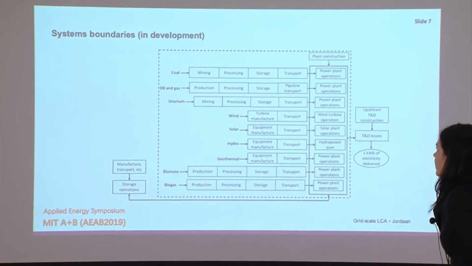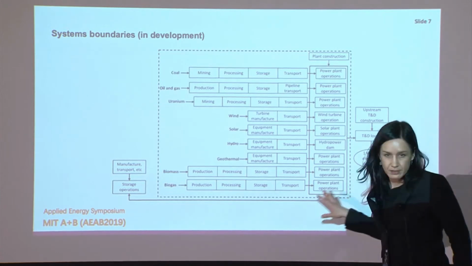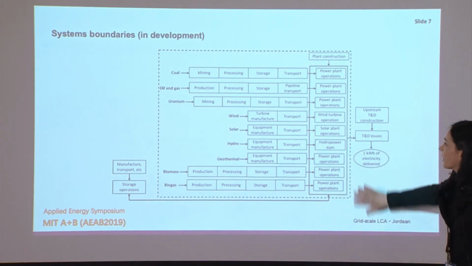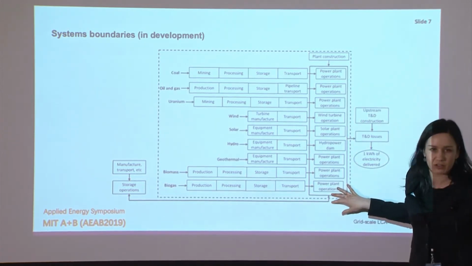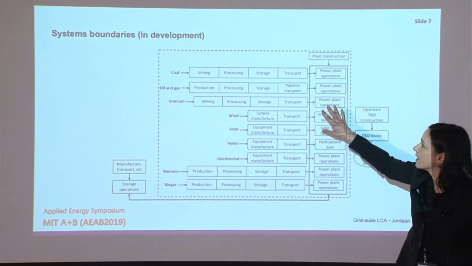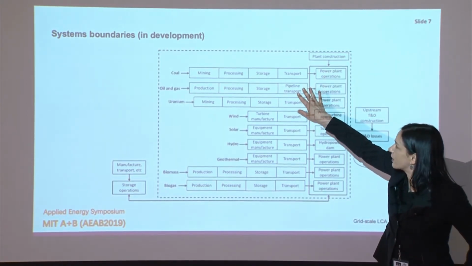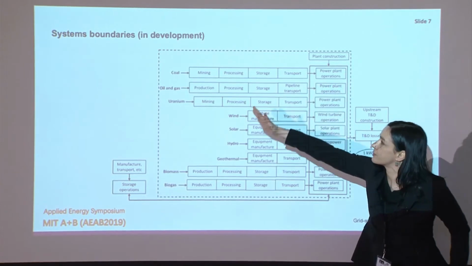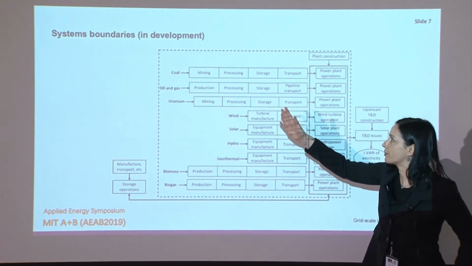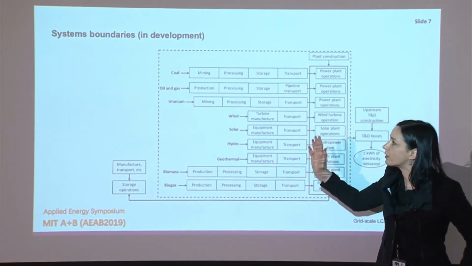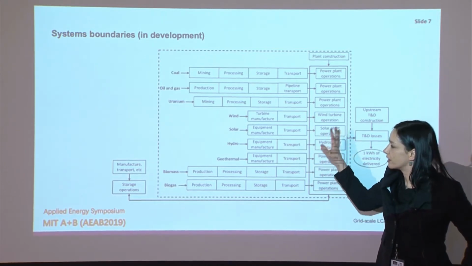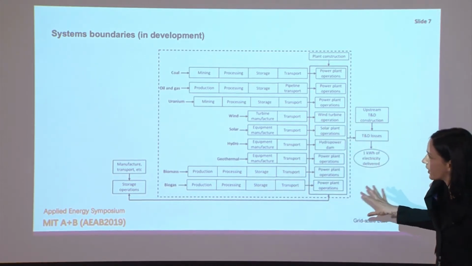So this model gives you an idea for the system that we're looking at. So these are the power plant operations right here. So it takes into account the upstream from the power plant construction, but also the upstream fuel supply. So mining, processing, storage, transport of coal, of natural gas, uranium, et cetera. So it's the systems model.